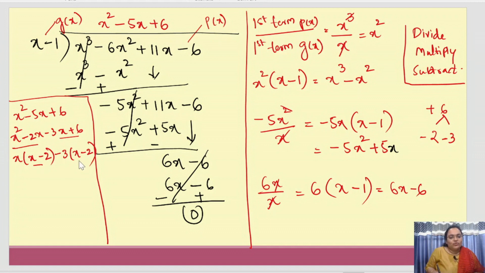So x minus 2 and x minus 2 are common. So x minus 2 and the remaining will be x minus 3. So x minus 2 and x minus 3 are the two factors.